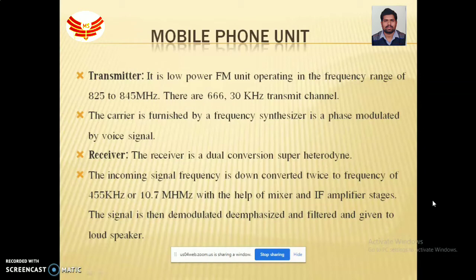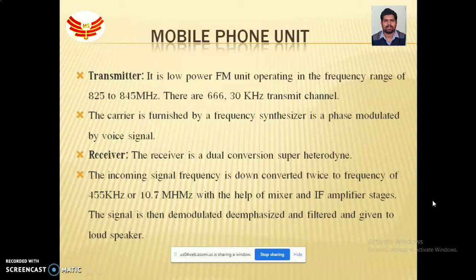Then the receiver block. The receiver is a dual conversion superheterodyne type receiver. Its frequency range is 870 to 890 megahertz. Again, the receiving channels are 660, spaced by 30 kilohertz. But the transmitting and receiving frequencies are not the same. Instead, there is a difference of 45 megahertz between them in order to minimize the interference between the transmitter and receiver signal.